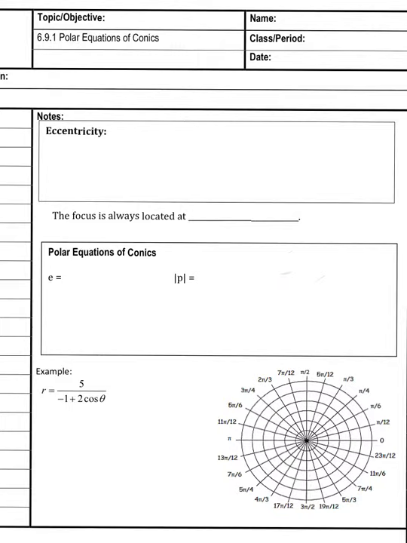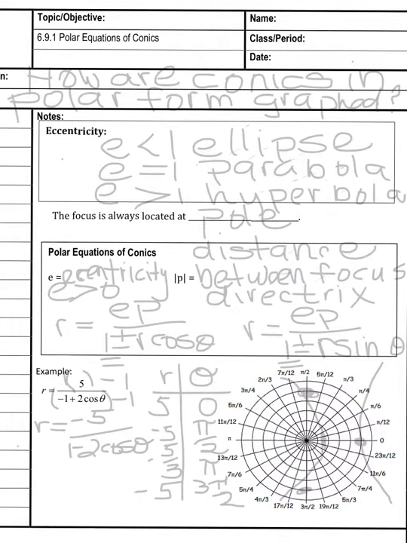Okay, last angle. Last angle is going to be 3 pi over 2. Cosine of 3 pi over 2 is 0. So that's going to be negative 5. So I'm going to count up. There's my other key point. Okay, I'm working with a hyperbola. Because it's cosine, I know it has symmetry along the polar axis. So this has to be my hyperbola.